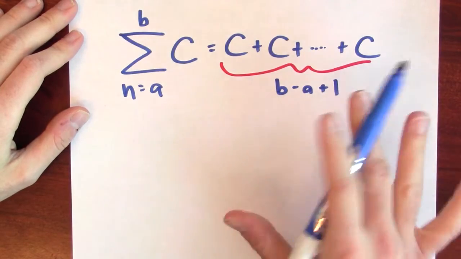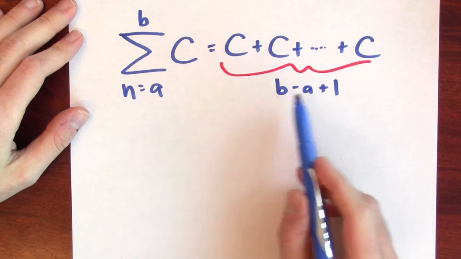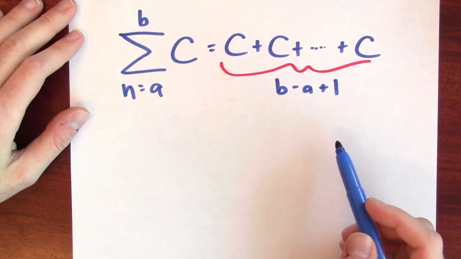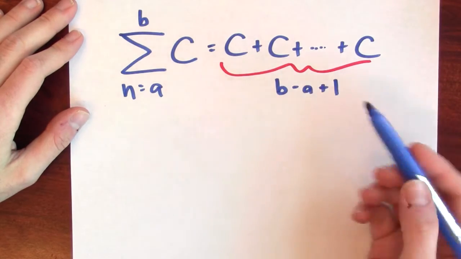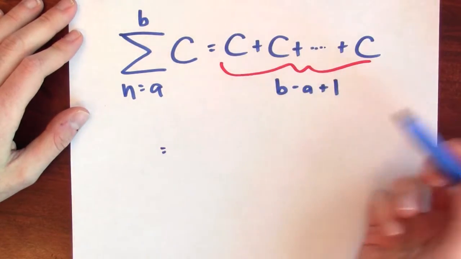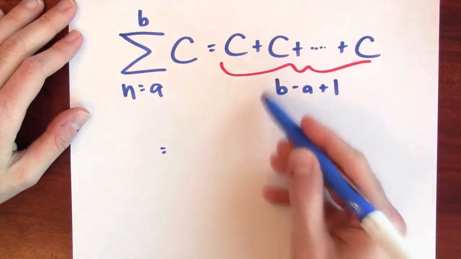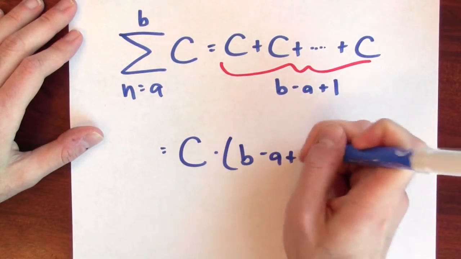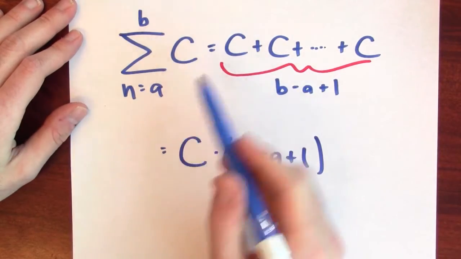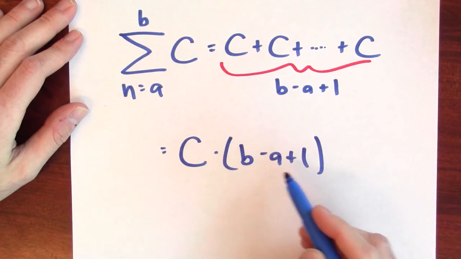That plus 1 maybe is a little bit confusing, but you can see that the plus 1 really belongs there if you plug in some specific values for b and a. So if I add c to itself, b minus a plus 1 times, this sum is really just a multiplication problem. Repeated addition is called multiplication. It's c times (b minus a plus 1). So the sum of c as n goes from a to b is just c times (b minus a plus 1).